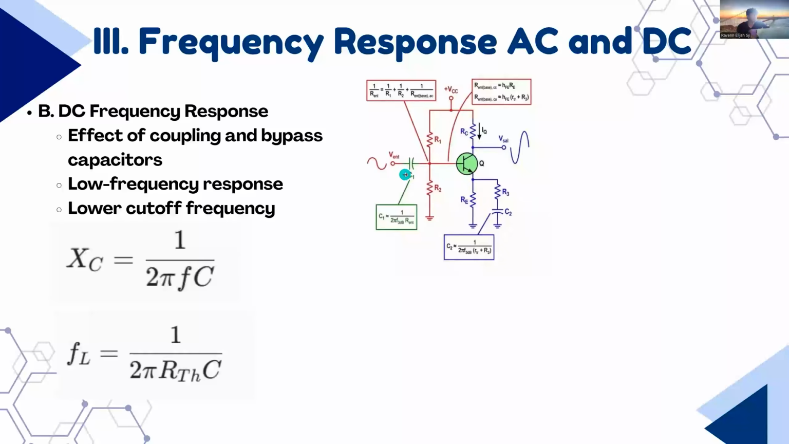In DC analysis, we treat these capacitors as open circuits. In midband AC analysis, we treat them as short circuits. However, at very low frequencies, their capacitive reactance rises significantly. Reactance is Xc equals 1 over 2 pi f C. Because the frequency f in the denominator is small, the reactance becomes large enough that the capacitors no longer act as short circuits. Instead, they drop significant AC voltage across themselves.